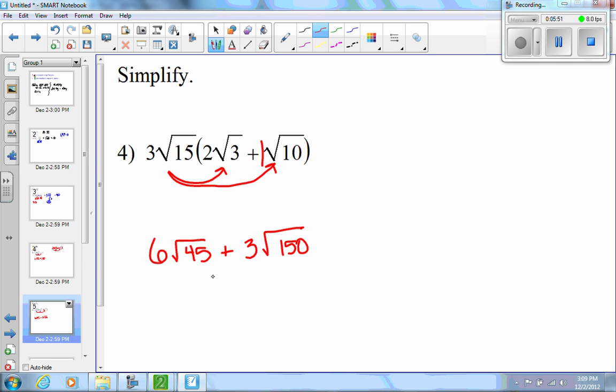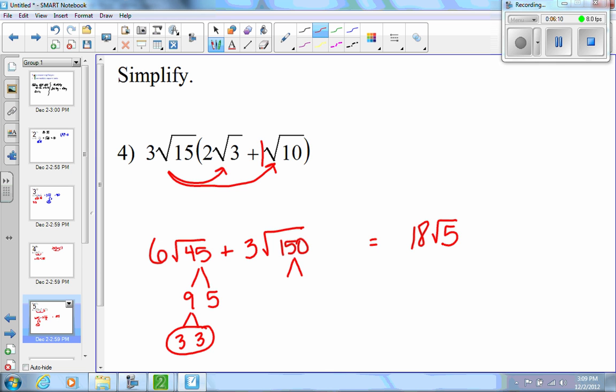But now I'm going to have to simplify the square root of 45. This is 9 times 5, 3 times 3. So I can bring out a 3, and I get 18 root 5. Remember, the 3 that I bring out gets multiplied by the 6.